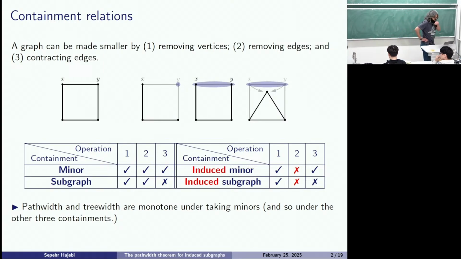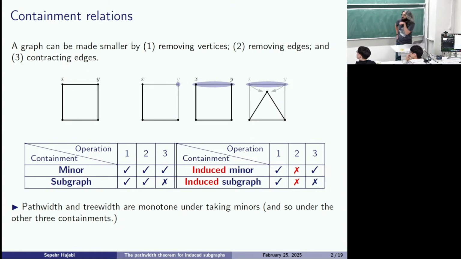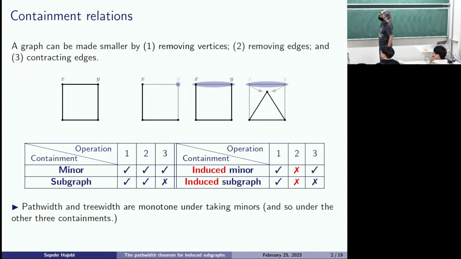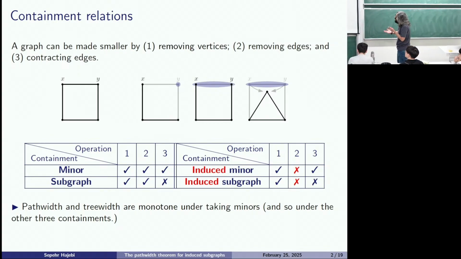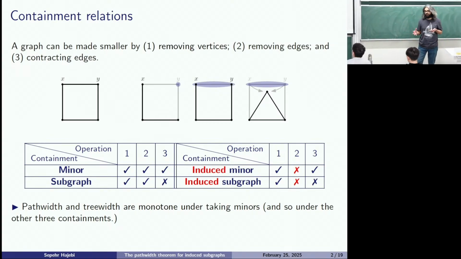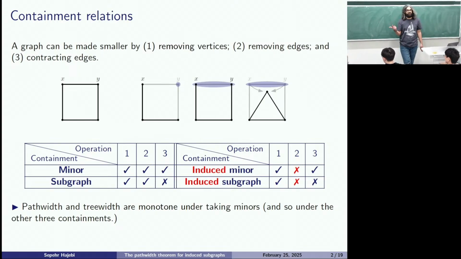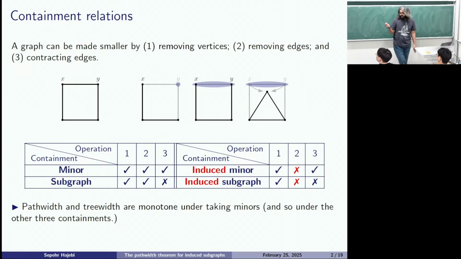I will also be talking a lot about containment relations on graphs. Okay, as everyone knows, there are 3 elementary operations you can perform on a graph to make it smaller. You can remove vertices, you can remove edges, and you can also contract edges. The first 2 are quite clear, and the third one, at least visually, is what you think it is. You just fuse the 2 ends of the edge into one vertex.